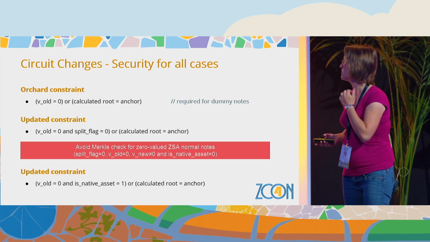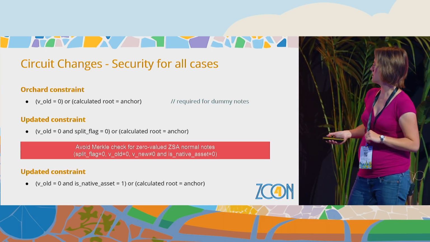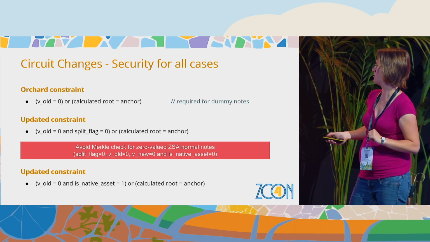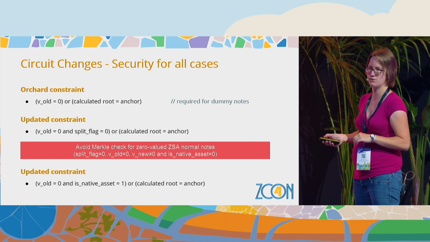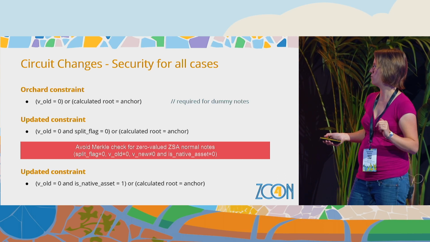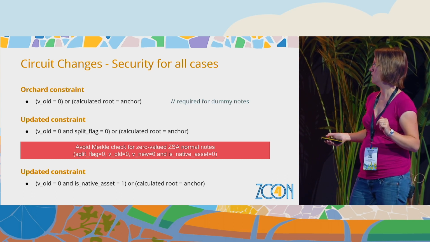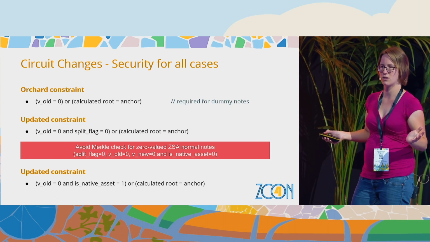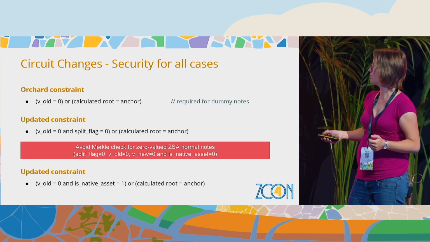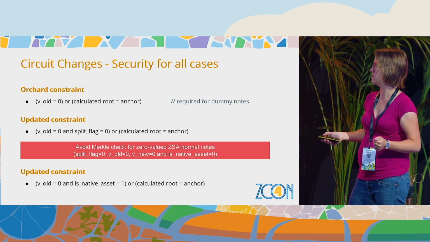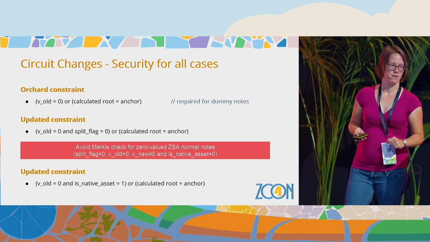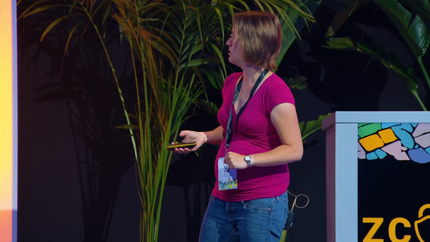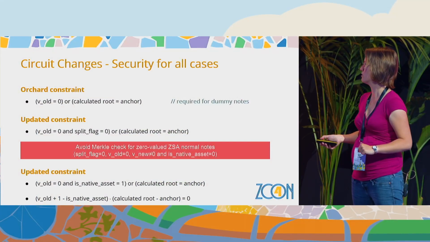And so I will present the correct constraint. It is vOld is equal to 0 and isNative is equal to 1, or calculated root is equal to anchor. So if you have a non-native asset, so if we have a ZSA asset, isNative asset will be equal to 0, this part will be false, and we will always check that the note is inside the Merkle tree. It is exactly what we want. And if we have a native asset, isNative asset is equal to 1, we come back to the first equation, and we did not modify the constraints for native assets. And finally, we just have to update this constraint into the correct format.